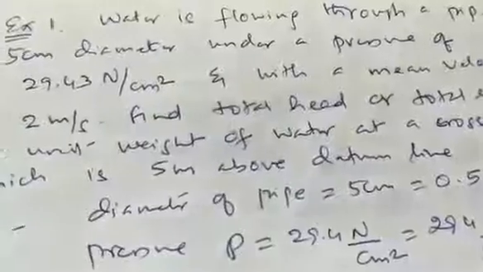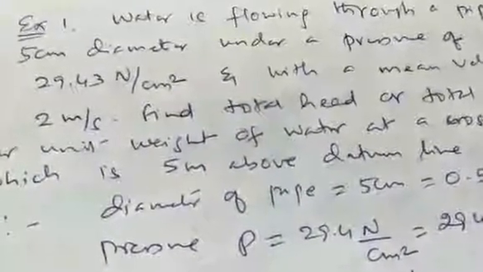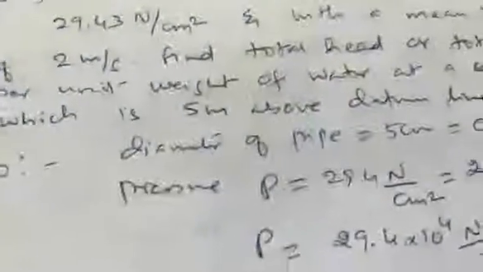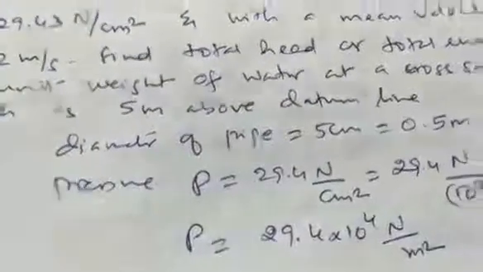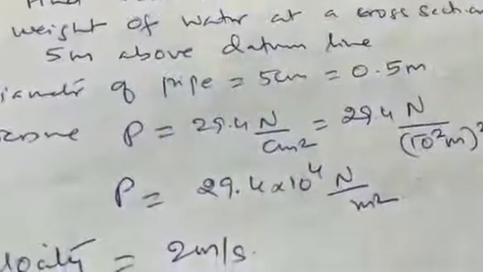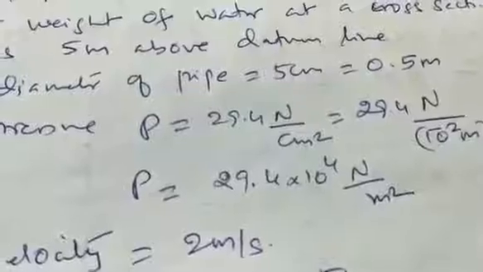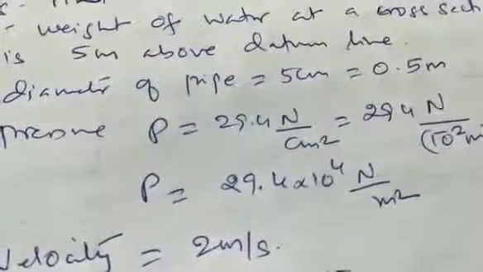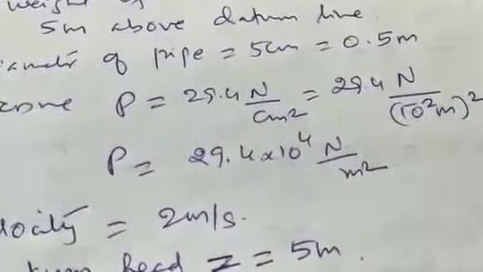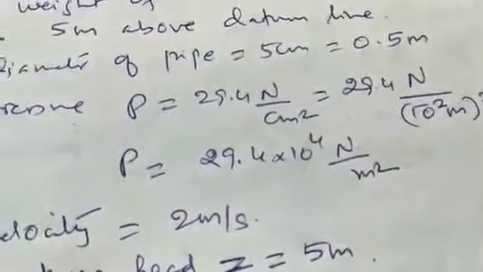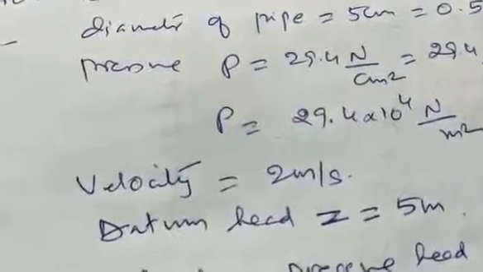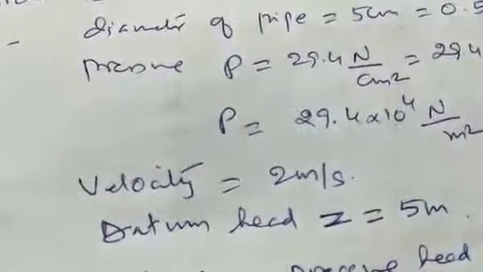So first is the diameter of the pipe. You need to convert all the parameters into SI units. The diameter of the pipe is 5 centimeter, so convert that into meter, that is 0.05 meter. Then pressure is given as 29.43 Newton per centimeter square, which is equivalent to 29.43 into 10 raised to 4 Newton per meter square. Velocity is given, velocity is 2 meter per second, and datum head is 5 meter.